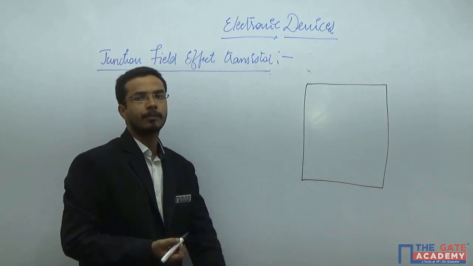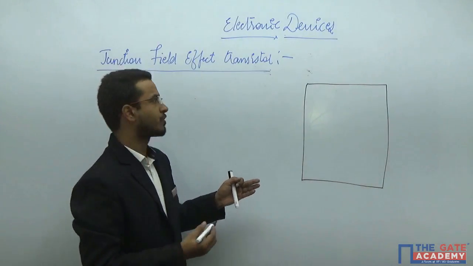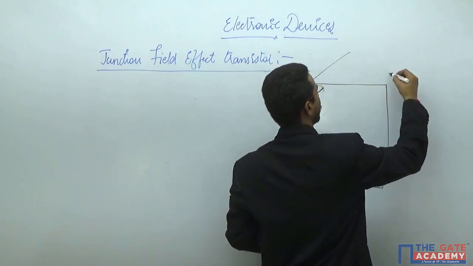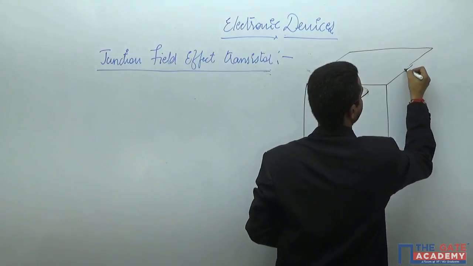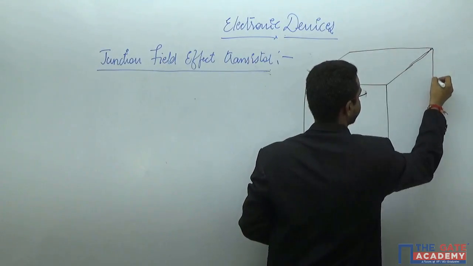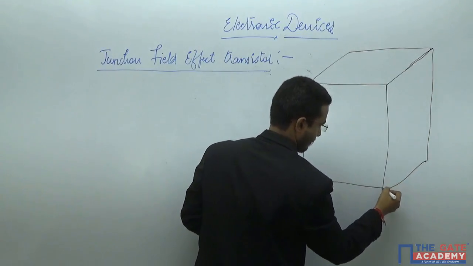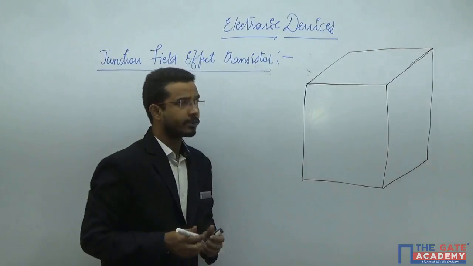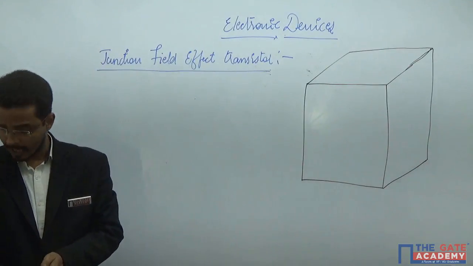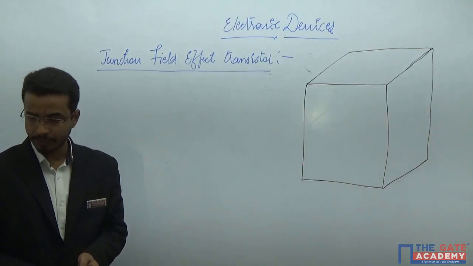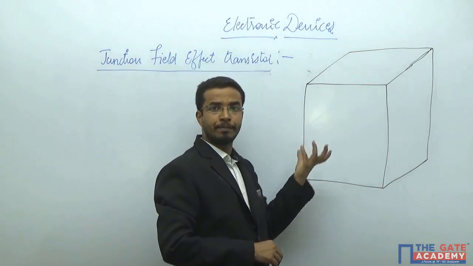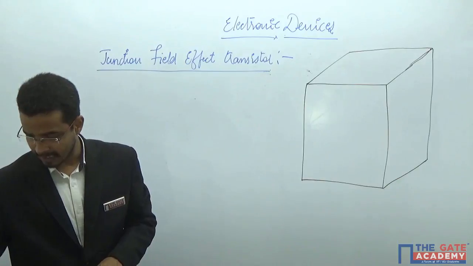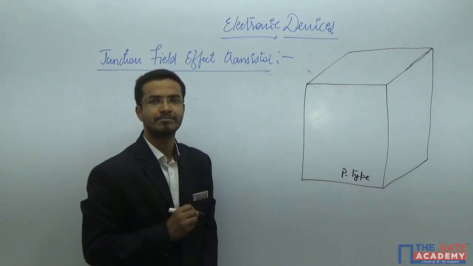If it is a rectangular block, which will basically be a cuboid, because firstly we will discuss with respect to 3D. So this is basically the architecture of this, and what will you do after this? After this, you will dope with some type of impurity in this.